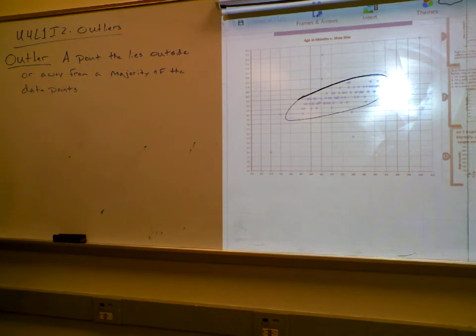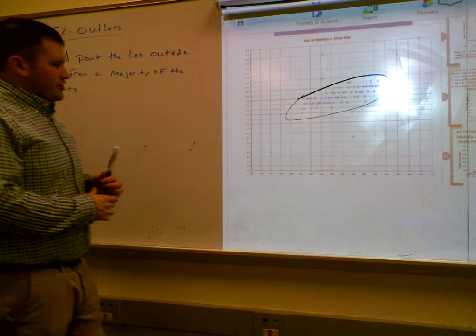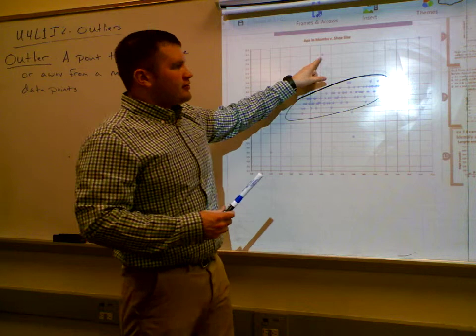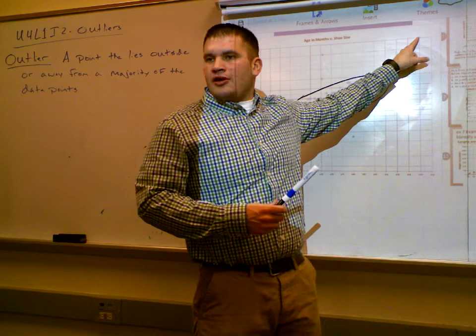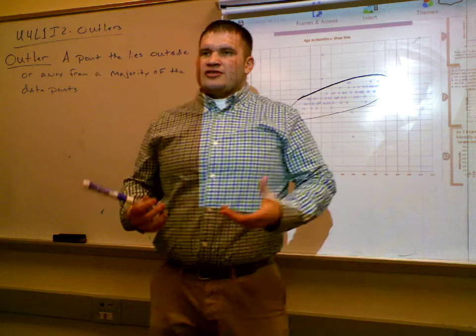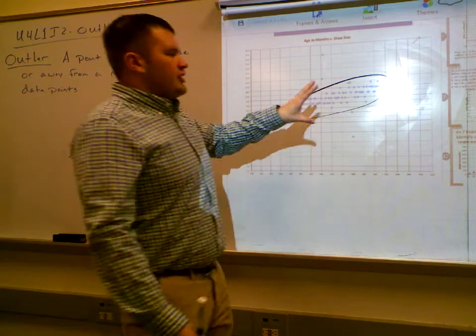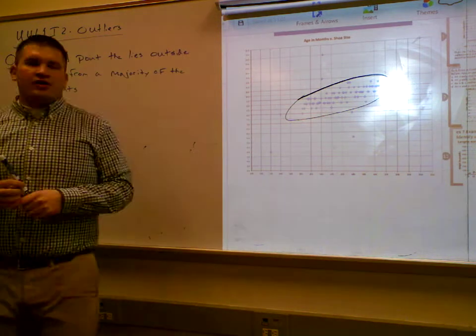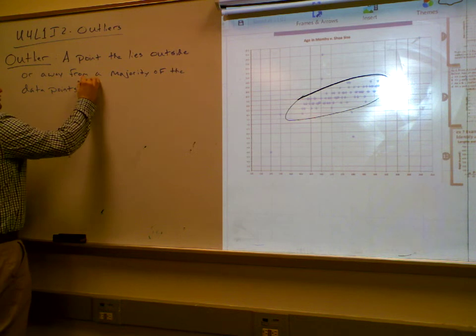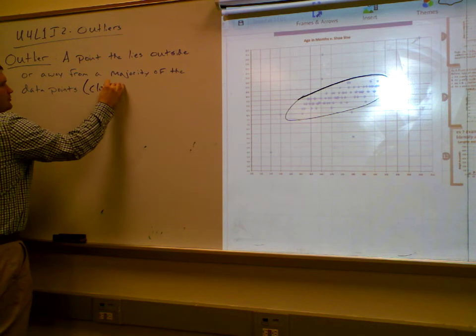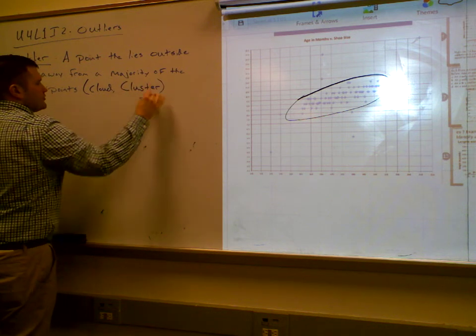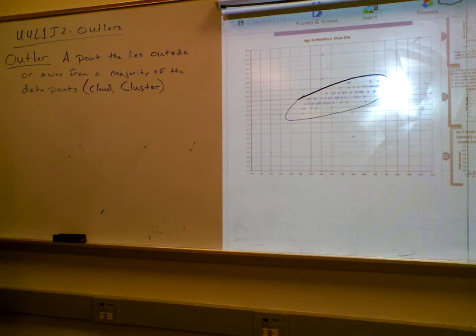So here we have some outliers, right? Is this one an outlier? Is that one an outlier? Or the one up here? Those are outliers because they're outside or away from the majority of data points. The majority of the data points are inside the cloud. So maybe we want to write in parentheses behind that, cloud. I've also heard it referred to as a cluster. A cloud or a cluster. I'll probably use those words interchangeably.